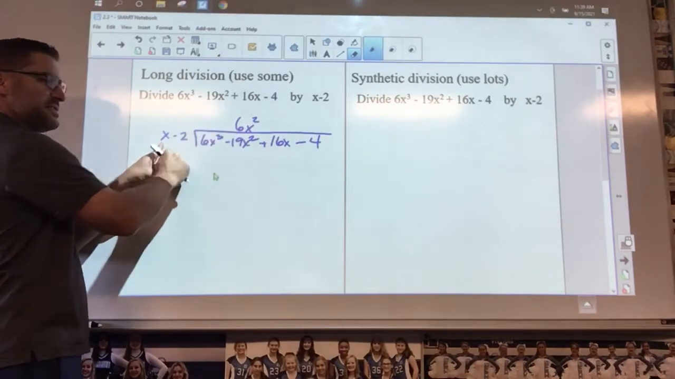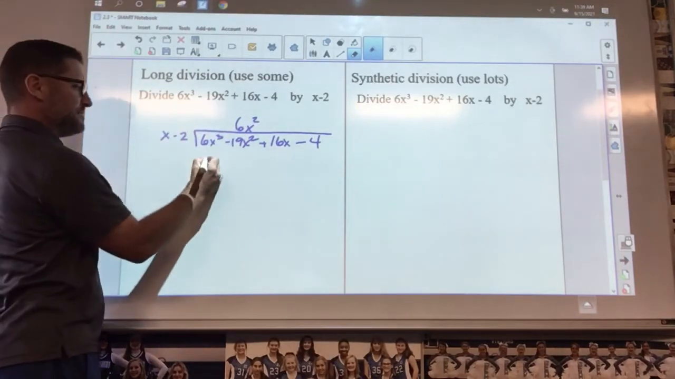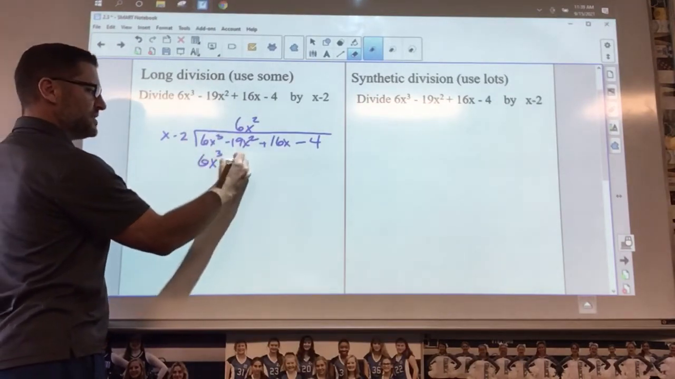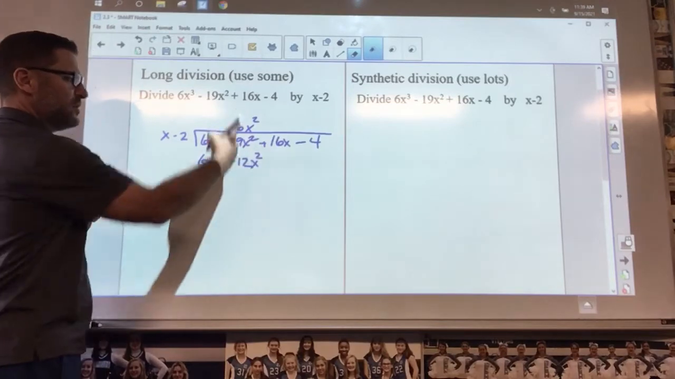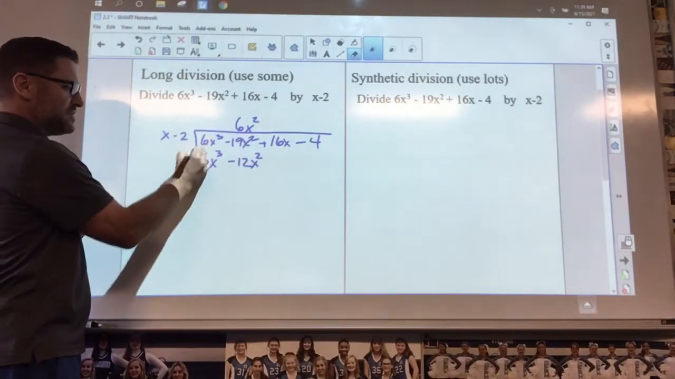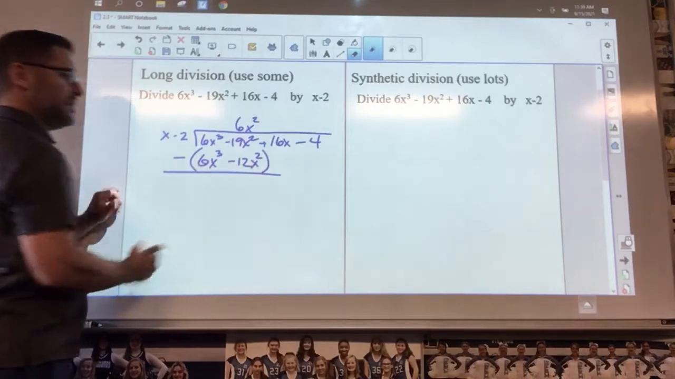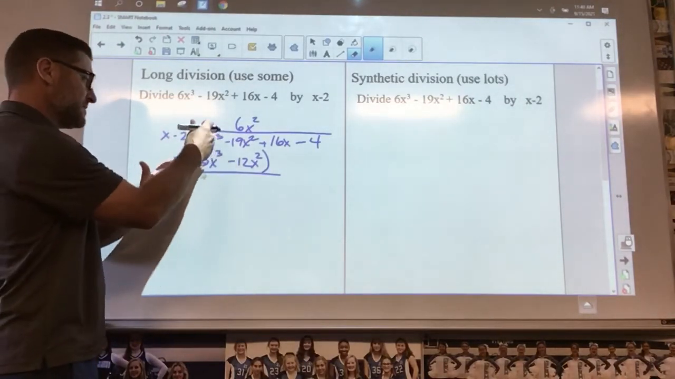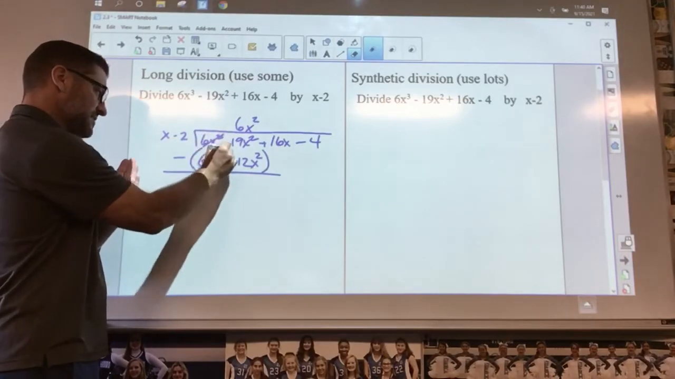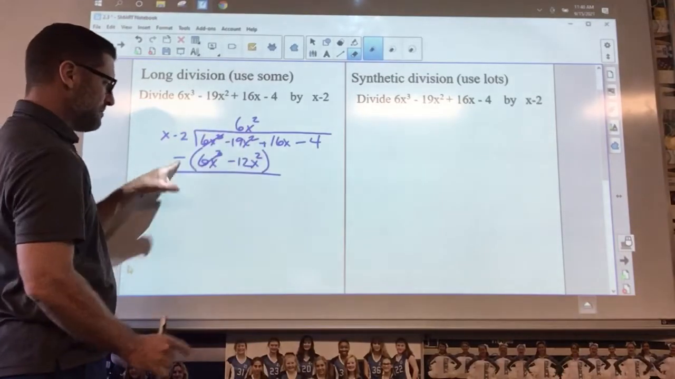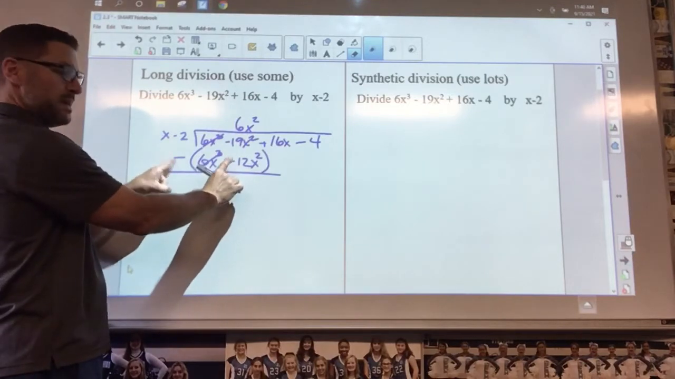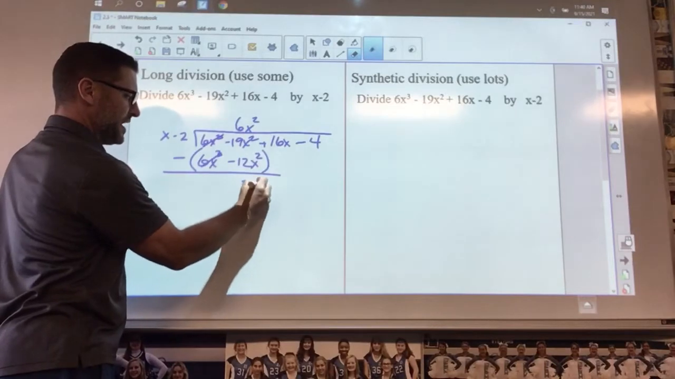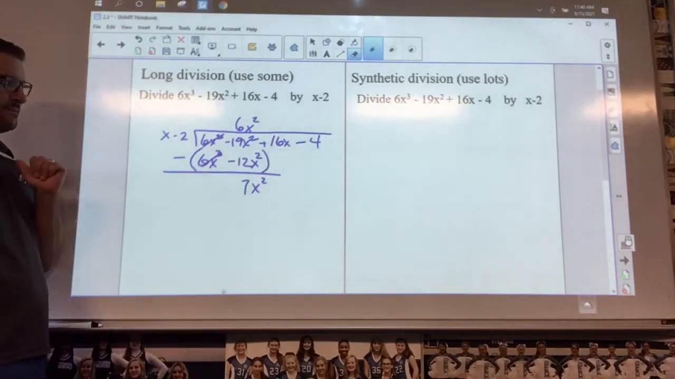And then I distribute this to both of them. So 6x squared times 6x is 6x cubed, and 6x squared times negative 2 is negative 12x squared. Notice I put them in the right column. And what I always do is I use parentheses and I subtract. And that parentheses subtract, it allows me to remember to get my signs right. So 6x cubed minus 6x cubed cancels. Negative 19x squared minus a negative 12x squared. Those two negatives will make plus. So that's negative 19x squared plus 12x squared is 7x squared. And I got it to there.